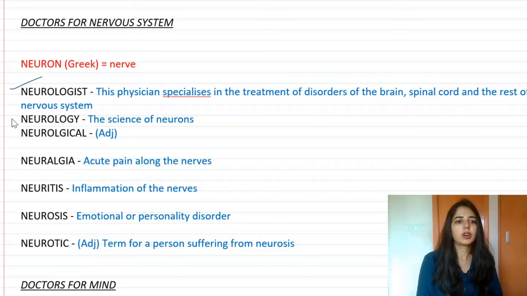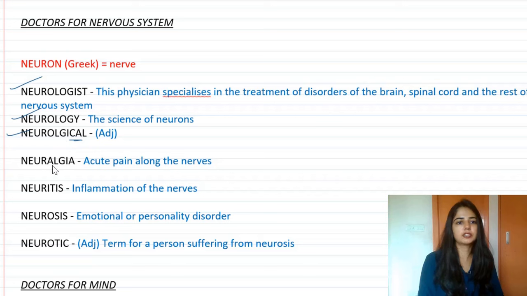So the person who specialists in the treatment of disorders of the brain, spinal cord and the nervous system is neurologist. Neurology is the science of neurons, which means what do neurologists study? They study neurology, and by adding AL we get the adjective neurological. Neurological disorder. In neurology we study about neurological disorders which are treated by neurologists.